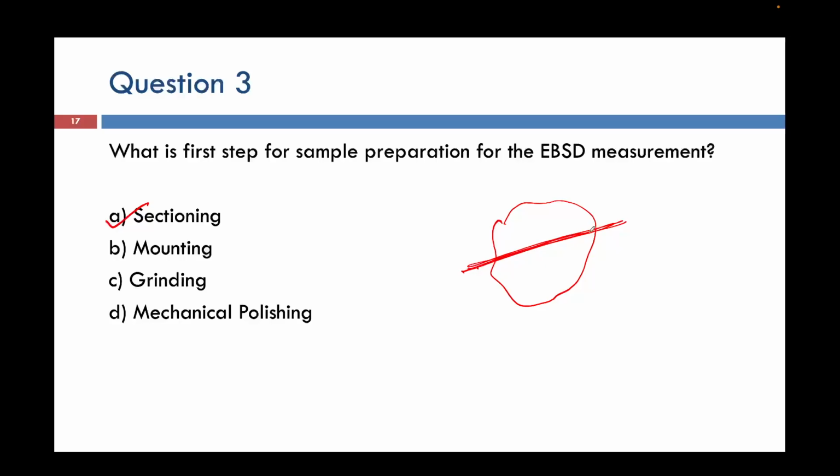After cutting the sample, only then I do the mounting. After mounting, I do the grinding. If I need to remove a large amount of material, I will do grinding, or if I need to remove a very small amount of fine material, then I will do polishing, then etching. So that is how the common sample preparation is for the scanning electron microscope, and that is also true for this EBSD measurement.